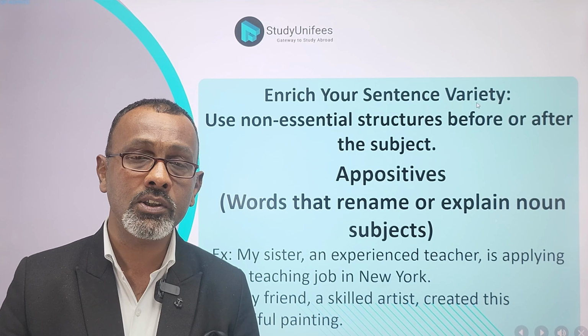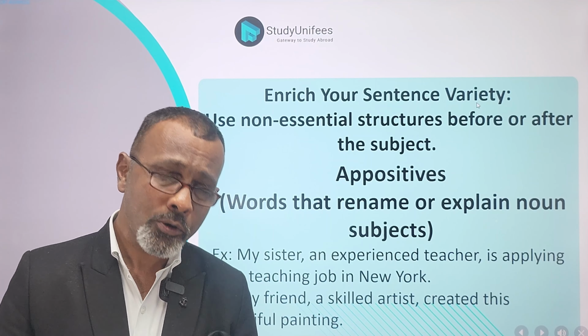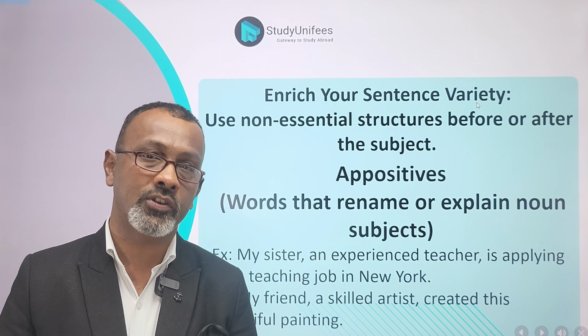Look at the second example. My friend, a skilled artist, created this beautiful painting. Here, the appositive is a skilled artist. A skilled artist is a phrase that describes the subject, my friend. My friend is a skilled artist. Add appositives like this to make your sentence variety even richer and demonstrate, especially to examiners in tests like IELTS, TOEFL or PTE, that you're comfortable using a variety of structures.